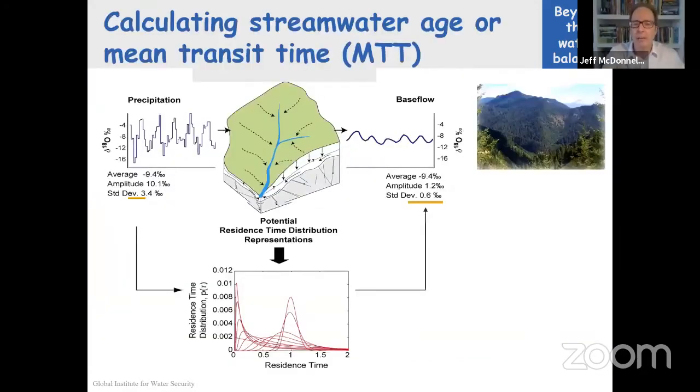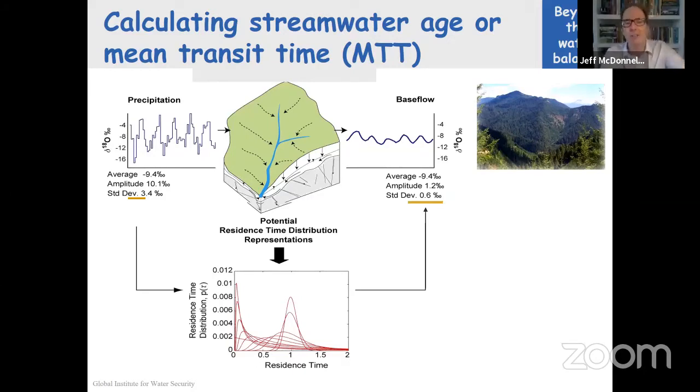And what we do now is we sample the input and we look at the output, but we calculate the age by convolving the input with a distribution function you see in the bottom here. This is the residence time distribution. This field has moved very rapidly in recent years, and there are more sophisticated approaches now. But what you do is choose one of these functions. Many of you are engineers. You'll recognize them by names: a Dirac function, an exponential function, two parallel linear reservoirs.